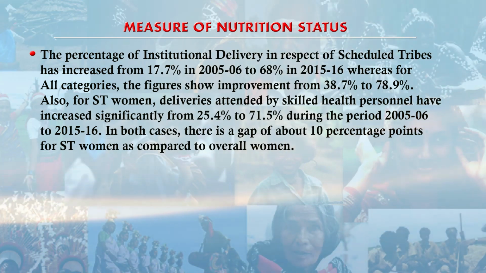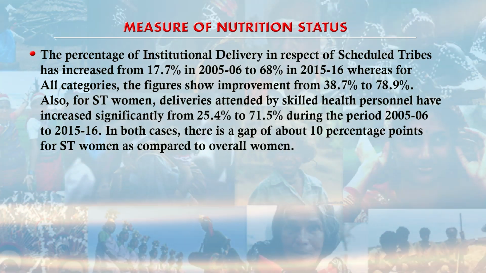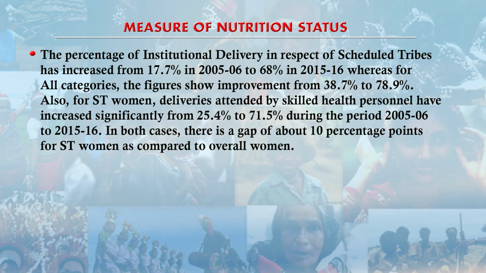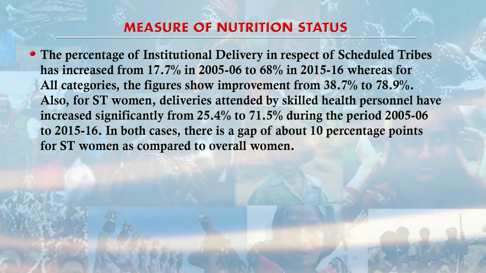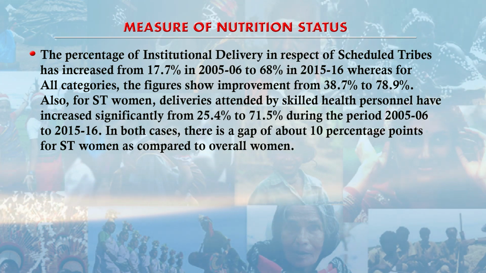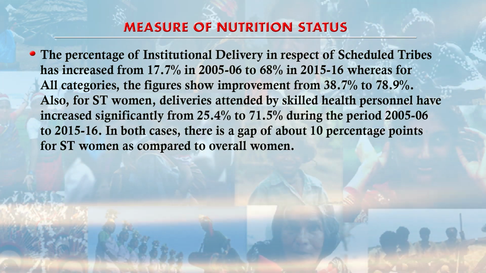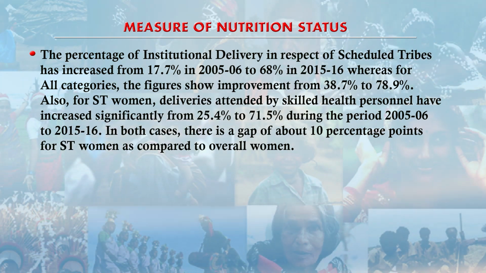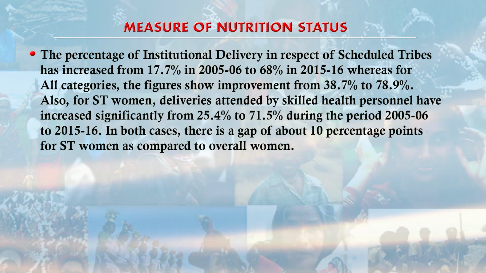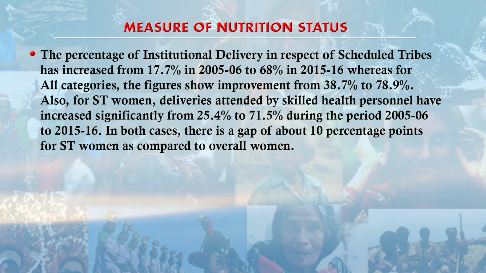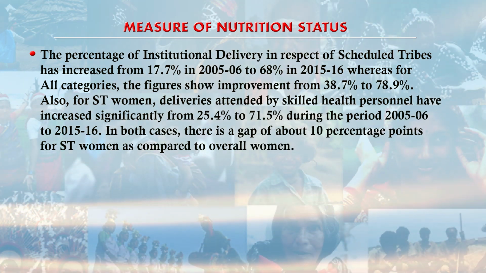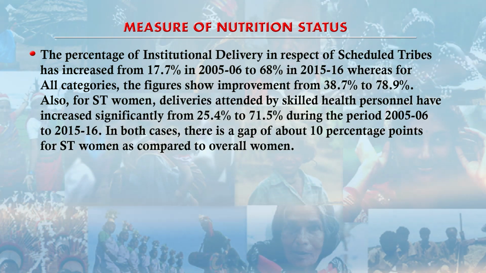If we look at the percentage of institutional delivery in respect of scheduled tribes, this has increased from 17.7% in the year 2005 to 68% in 2015-16, whereas for all categories the figure shows improvement from 38.7% to 78.9%. Also for ST women, deliveries attended by skilled health personnel have increased significantly from 25.4% to 71.5% during the period 2005-6 to 15-16. In both cases, there is a gap of about 10 percentage points for ST women as compared to overall women.